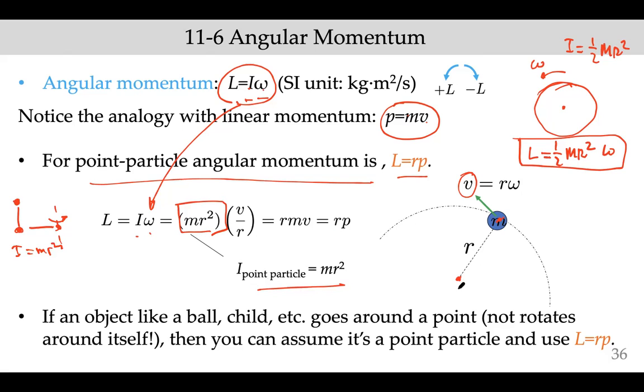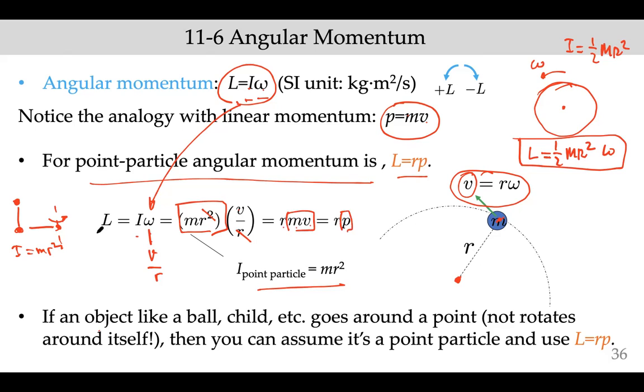For a point particle that goes around a point, not around itself like the disk, its moment of inertia is mr squared. And the definition of omega is also linear speed divided by r. So instead of omega, I'm going to write v divided by r. So this r squared and r, they cancel each other. So what we find is r mv. And if you want, you can write mv as p.